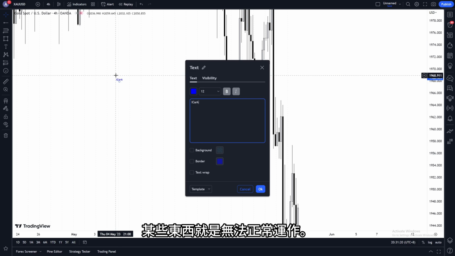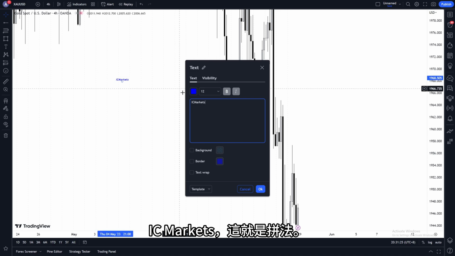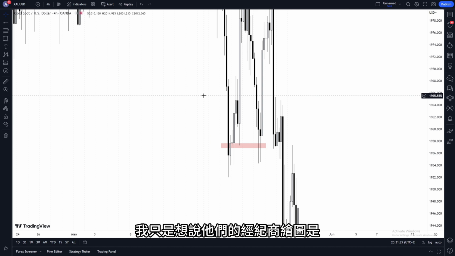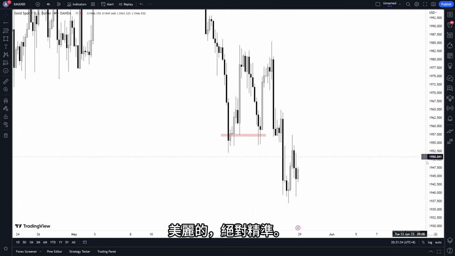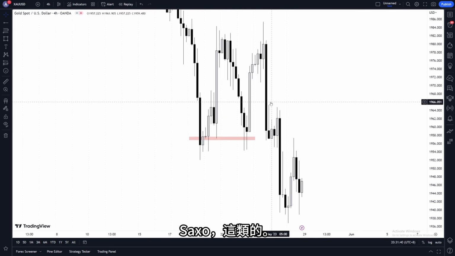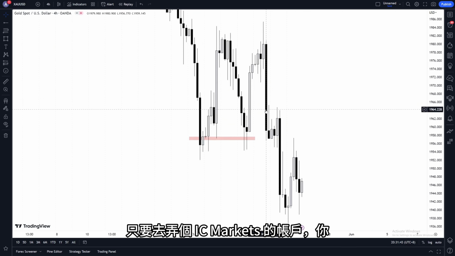Certain things just don't work properly on other brokers. IC Markets, that's how you spell it. So get yourself an account with them, in my opinion. I'm not affiliated with them or anything like that. I'm just trying to say that their printing is beautiful, absolutely accurate, way more accurate than Oanda or Forex.com or Pepperstone, Saxo, something like this. Just get yourself an account with IC Markets, and you are going to see the charts the same way I see the charts. Real simple. Even if you're doing a demo, no problem.